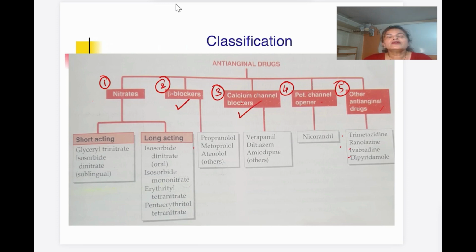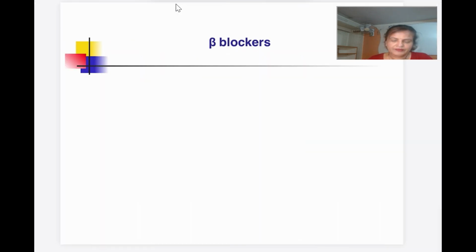So now coming to the beta blocker. In the heart we have beta receptors, and the subtype is beta 1 receptor. Sympathetic stimulation of this beta 1 receptor is going to cause what? There will be increased force of contraction, increased heart rate, and increased contractility. So all the things will be increased.